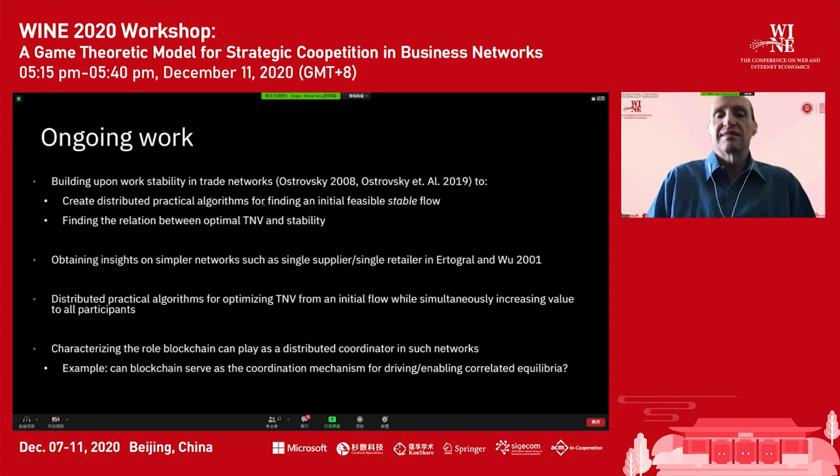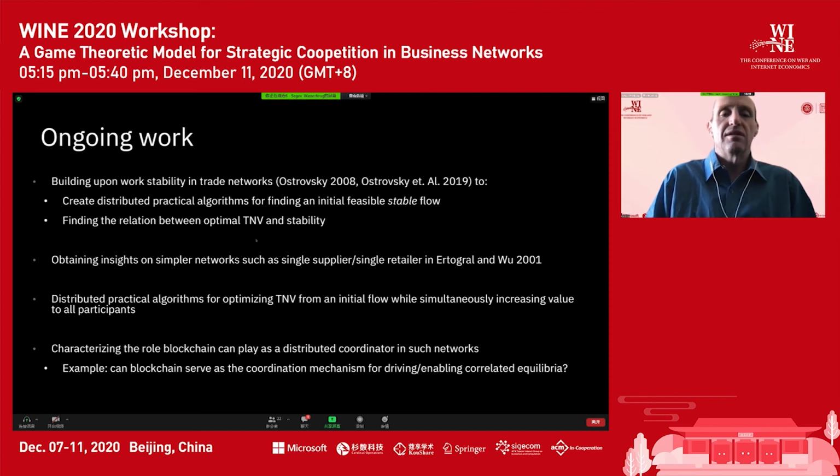What we mean by practical is that only a limited amount of information needs to be shared about the contract. In such settings, definitely the costs are not being shared. The parties don't know what the costs of the other parties are. And we want to find the relation between the optimal TNV and stability. We want to try and formalize in some sense what I showed earlier, that keeping the parties in the network, that is, making sure that we have a stable set of contracts, requires making this profitable to all parties in the network.